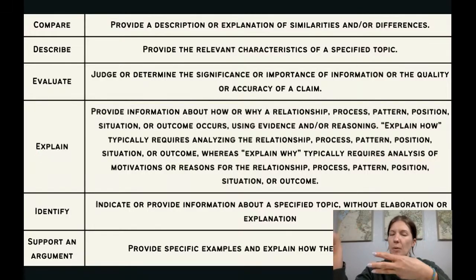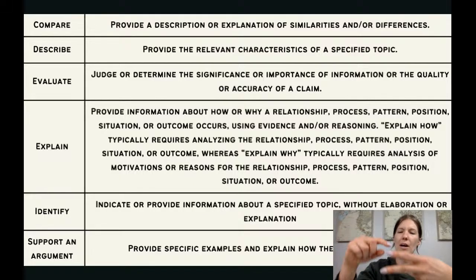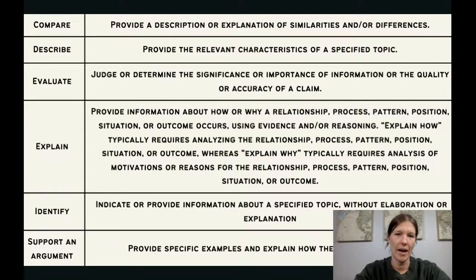If you're seeing explain in a short answer question, because it usually shows up kind of like describe this, explain this, that is making sure that you have that analysis piece in there. So you're providing information about how or why a relationship, process, pattern, position, situation, or outcome occurs using evidence and or reasoning. So just make sure that when you see explain, that is definitely that reasoning piece. You have to have that third sentence in there. You often do not see identify anymore, which is nice because it's literally just one sentence.